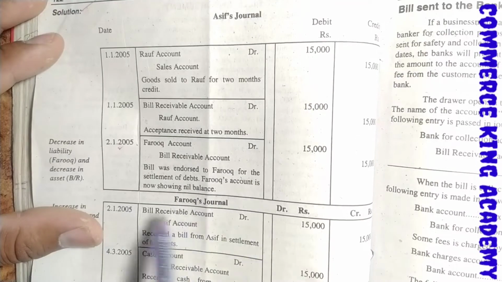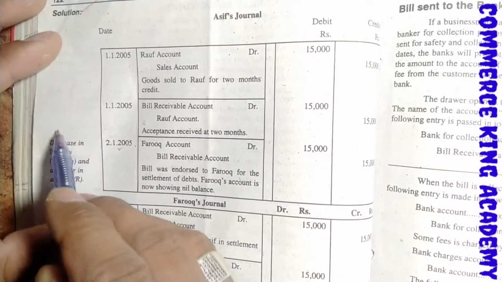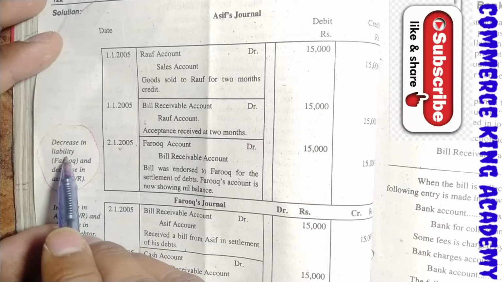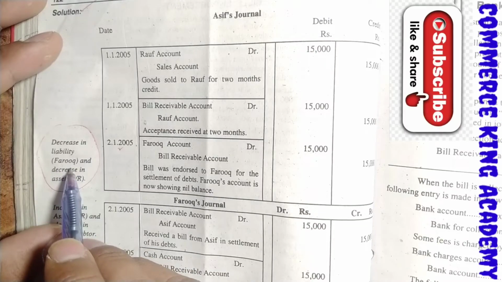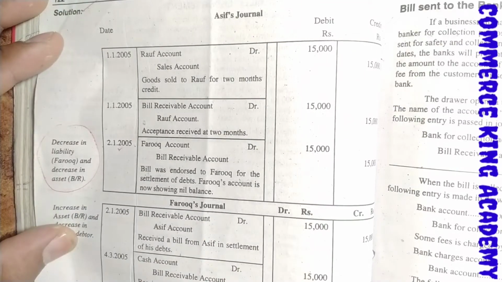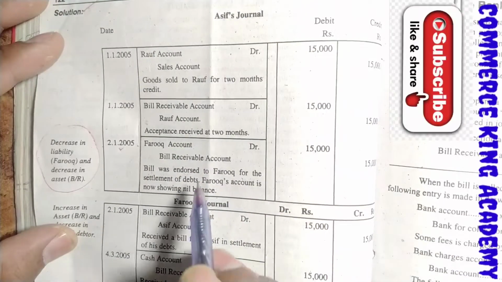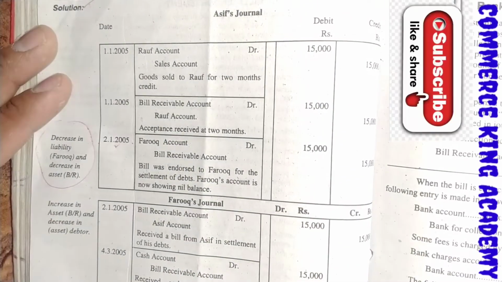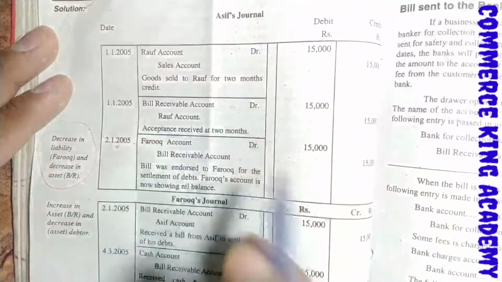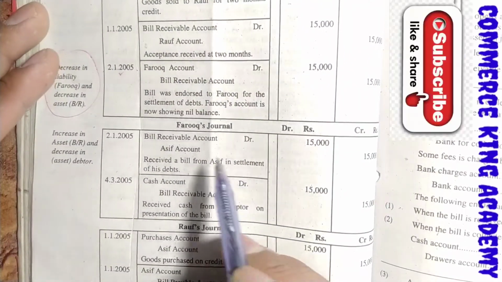Farooq's account is now showing a nil balance towards Mr. Asif. This is the short note about this entry: a decrease in the liability to Mr. Farooq, and a decrease in assets, which is the bills receivable account, with the effect of this transaction, which is the endorsement of the bill of exchange to Mr. Farooq by Mr. Asif. Understand? After completion of the journal entries of our first party, which is the drawer of the bill of exchange, now we will move toward our next party of the bill of exchange, which is Farooq.